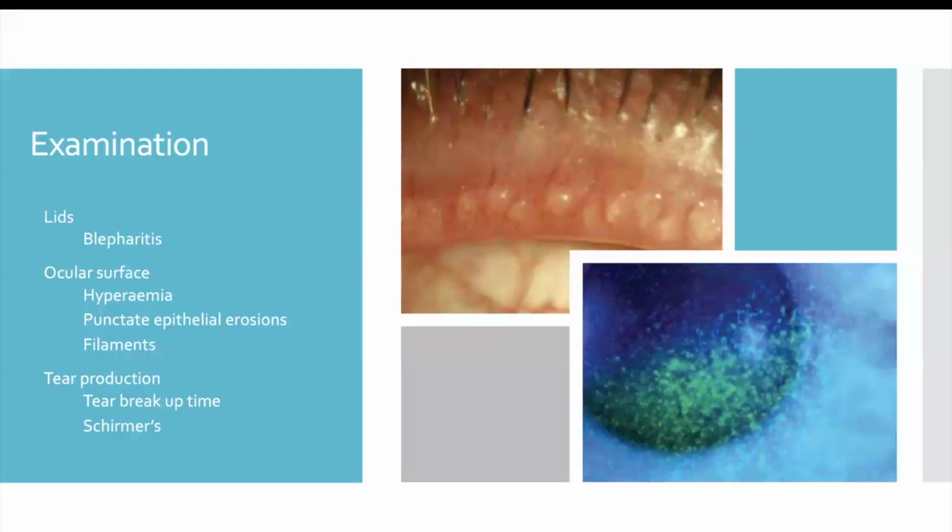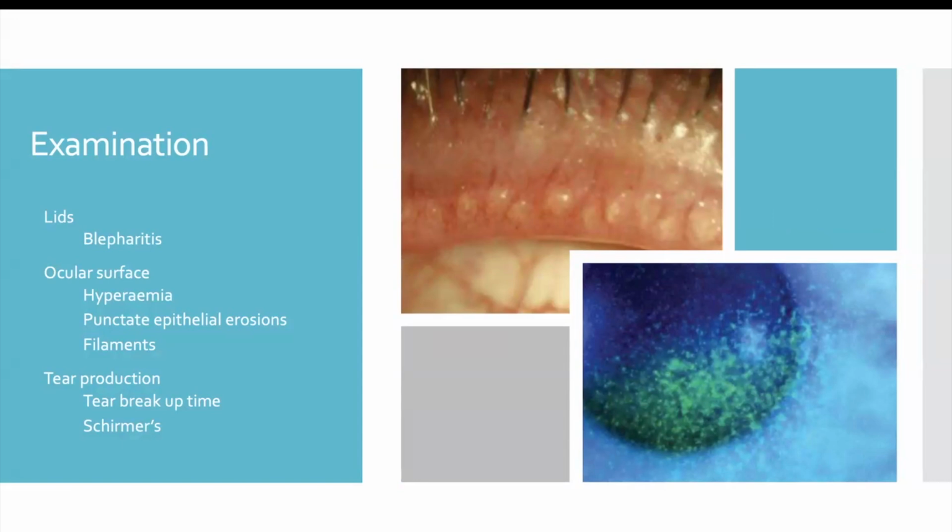So when it comes to examining your patients with ocular surface disease or dryness, you're going to be looking at the lids. You might find some blepharitis contributing to evaporative disease. You're going to look at the ocular surface. You might have some hyperemia on the conjunctiva. You might have these punctate epithelial erosions, as shown in that picture over there. Maybe some filaments with severe dryness. And you're also going to look at the tear production, and that's going to be with a tear break time.